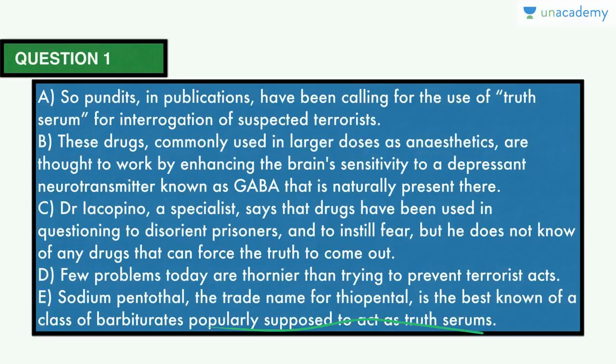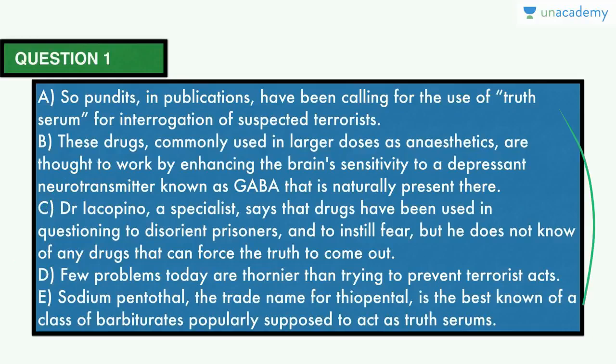Okay, so the sequence could be starting from sentence D, moving on to A, that to prevent terrorist acts, pundits in publications have been calling for the use of truth serum. Then you can move on to talking about the specifics of truth serums. Sodium pentothal, the trade name. Then you would clearly end with B. What is sentence C doing?